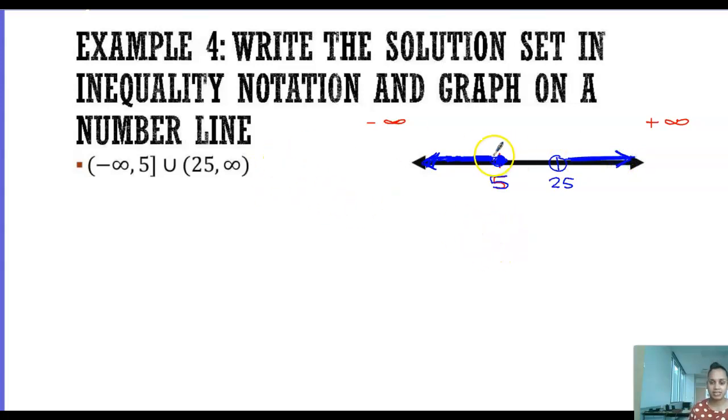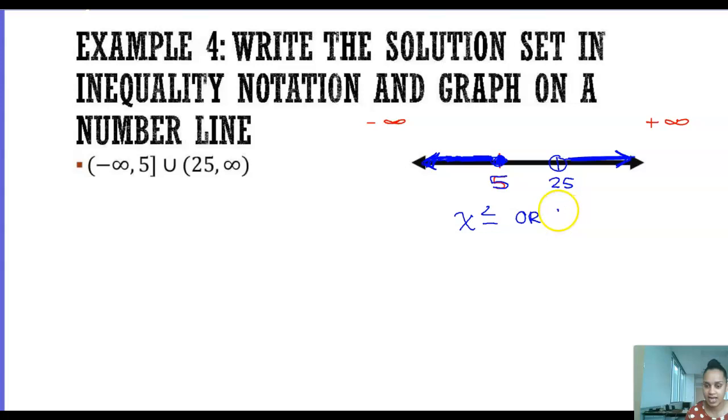So it also asks us to write this in inequality notation. So we're going to write it in the opposite way of what we've been practicing. It doesn't tell us a variable, so we'll just say x. X is, let's look at this 5. Is it greater than 5? Is it less than 5? Greater than or equal to 5, or less than or equal to 5? So it's less than or equal to 5. And I know that because it's a filled in circle.